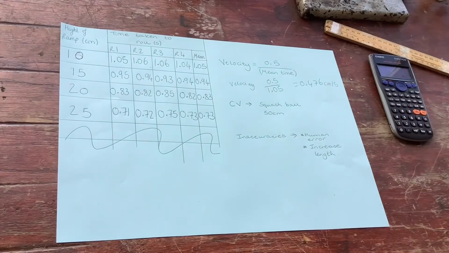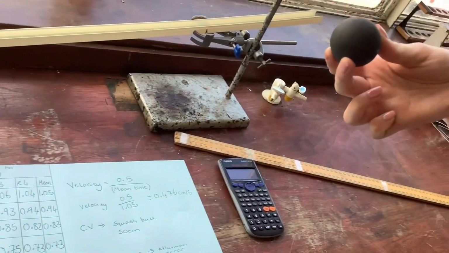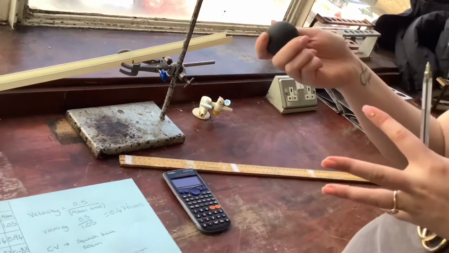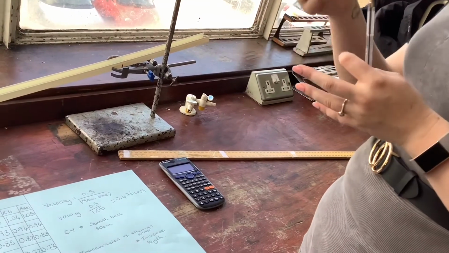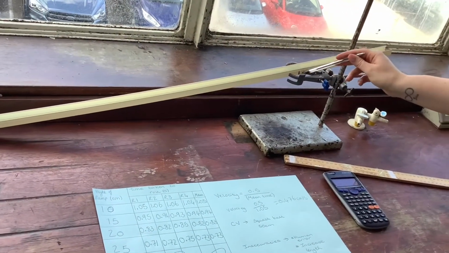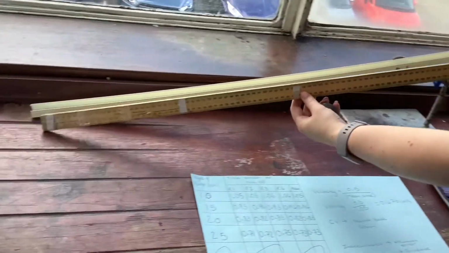A couple of control variables. We have to keep the squash ball the same. We have to keep the squash ball at the same temperature as well, because squash balls, once they warm up, have the ability to bounce and move faster, so it has to be kept at the same temperature, using the same squash ball. The 50 centimetres is really important to make sure you've got exactly the same starting point, so you can see that we could have measured that with a ruler to make sure that we were completely accurate.